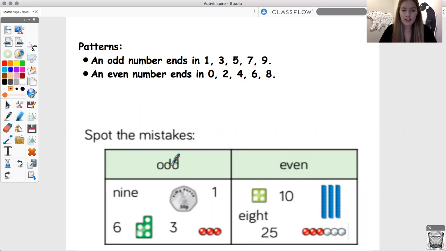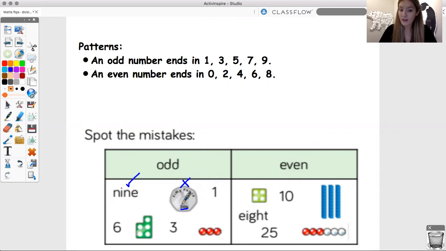Number 9, this is odd. I know that odd numbers can end in 9, or it can just be number 9 on its own. So I'm going to give that a tick. That is an odd number. 50. Oh, 50. We've got a 50p coin here, 50 pence. And that is a 5 and a 0. It's a tens number. Now I know that even numbers end in 0. So I'm actually going to put a cross. That one does not belong in the odd number section.